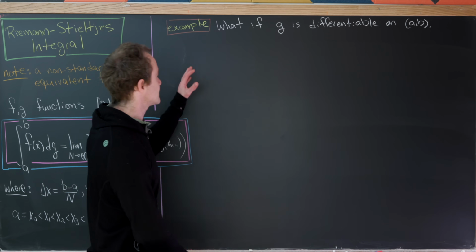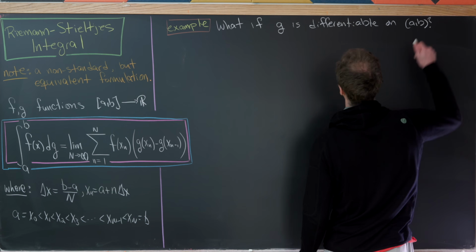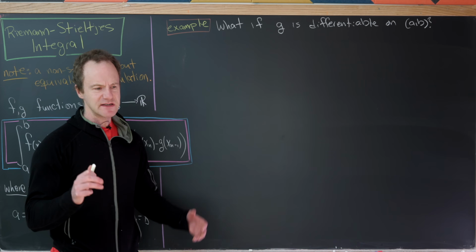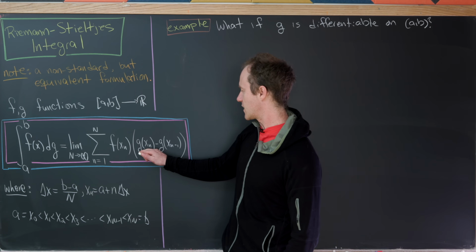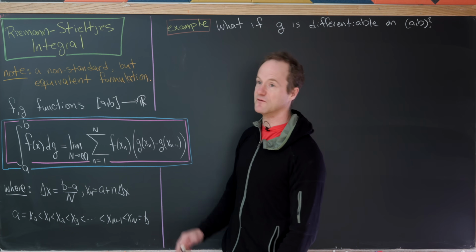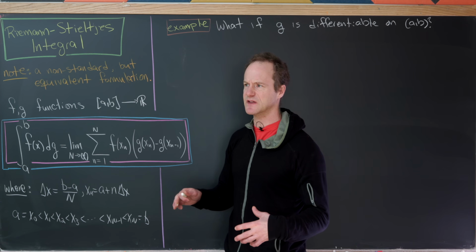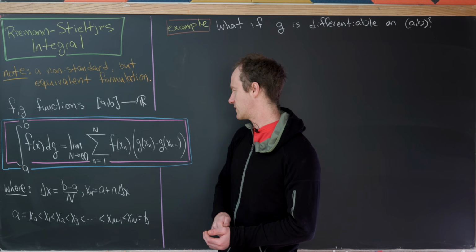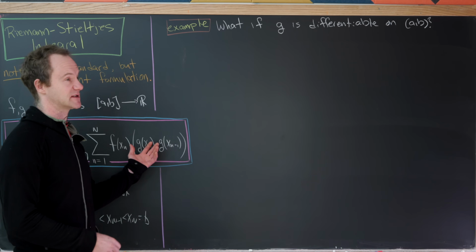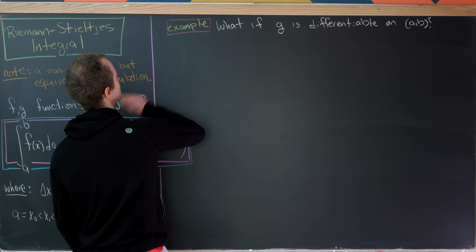Okay, so for our first example, we'll ask the question, what happens if g is differentiable on the interval [a, b]? And this is a logical question because let's look over here. We're taking the difference of g between points that are very, very close together. And that should motivate us to think of this as being similar to the derivative. And in fact, that's exactly what we'll do, is think about this like the derivative and apply something called the mean value theorem.